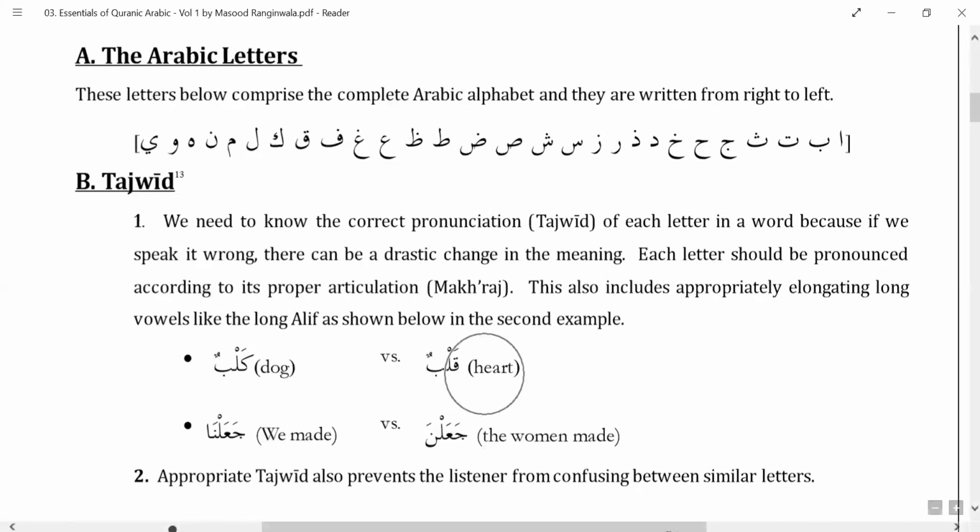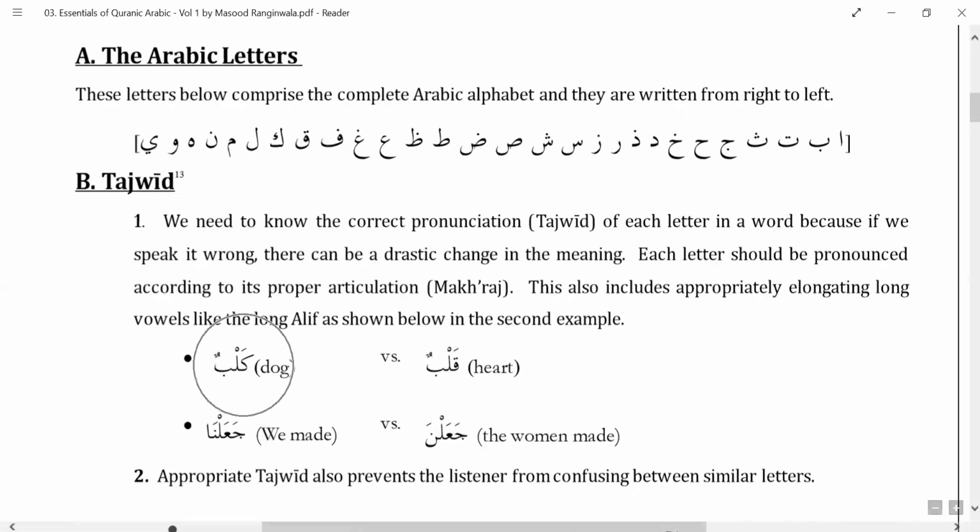Qalbun means a heart. Now here is the difference, okay? Qalbun and kalbun. Both are different. First what I said is qalbun with a qaf. The next what I said is kalbun.